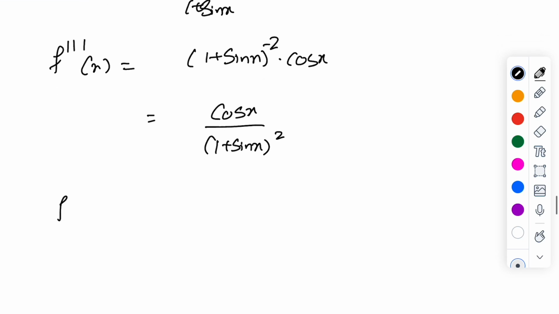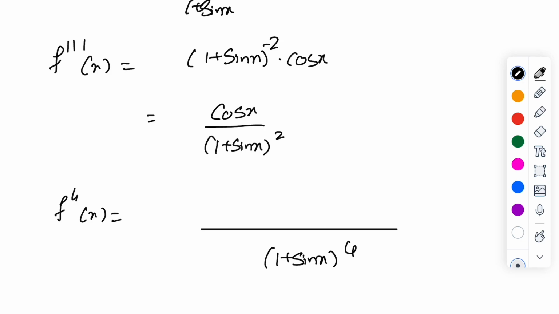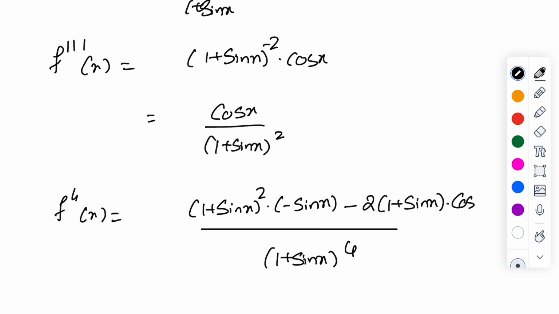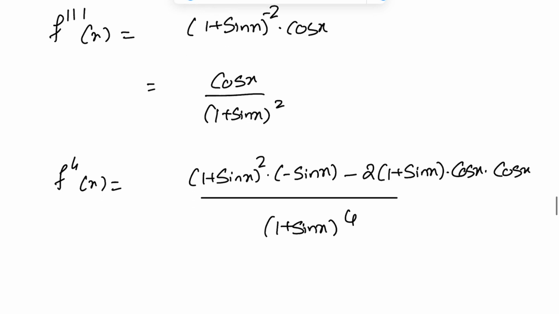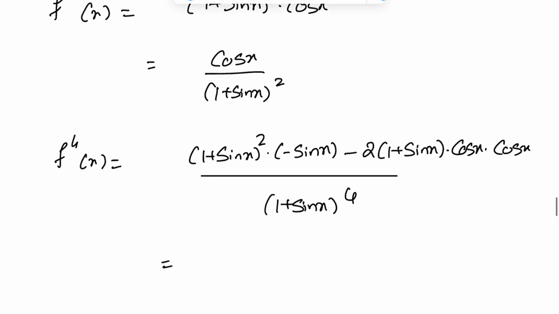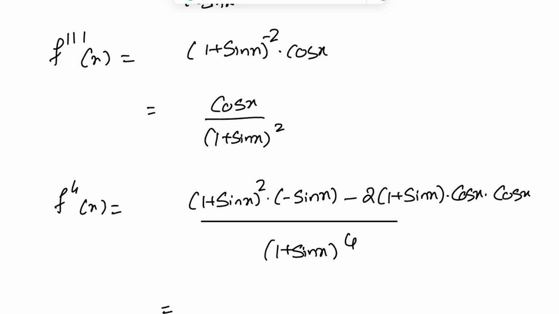Now we have to find the fourth derivative. The fourth derivative will become, again use the quotient rule. (1 + sin x) squared will become whole power 4. So it becomes (1 + sin x) squared, times the derivative of cosine x, minus sin x, minus 2 times (1 + sin x) times cosine x, and the cosine x is there from the question itself. So cosine x. Or we can leave it over there, that is the second derivative and the third derivative.